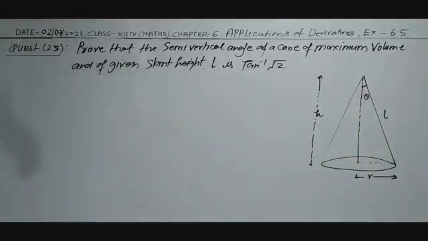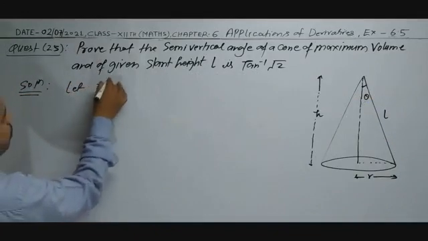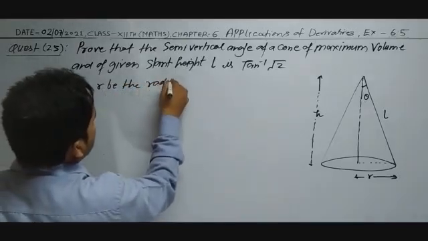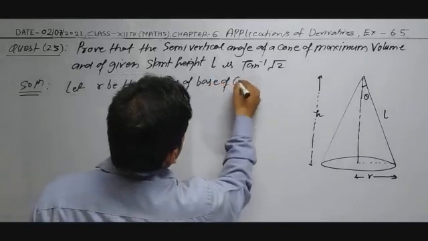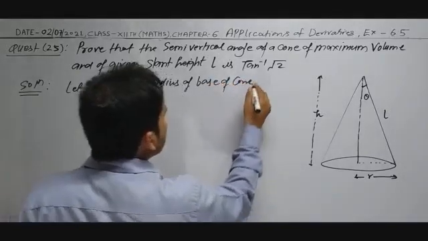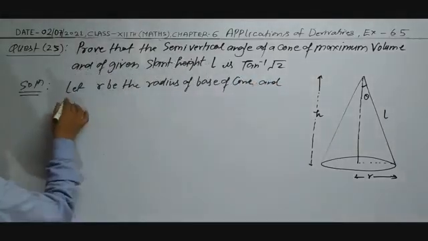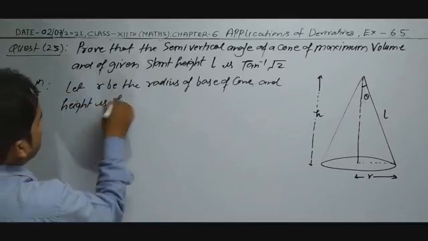Now solution. Let small r be the radius of the base of the cone and the height is small h.